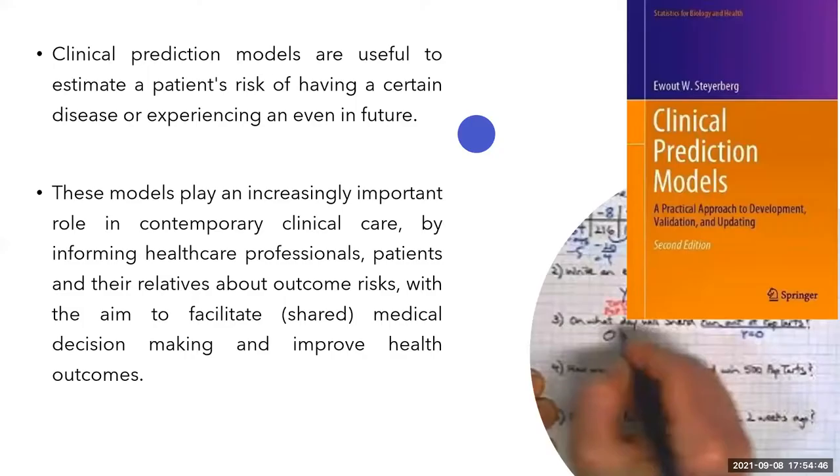As you may know, clinical prediction models are useful for estimating patients' risk of having an outcome or certain diseases like colon cancer or breast cancer, or experiencing an event in future like cardiovascular diseases or diabetes. Nowadays, these models have an increasingly important role in decision-making in clinical care by informing physicians, patients, and their relatives about the absolute risk of outcomes such as CVD or cancer.